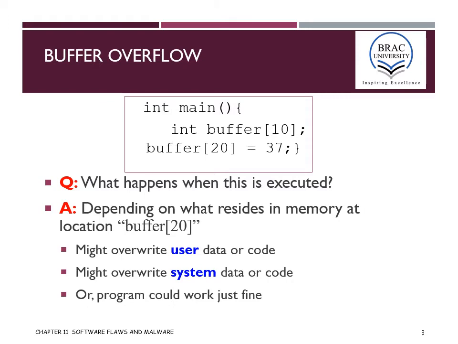So what will happen here? Depending on what will happen if I execute this code. Maybe in buffer[20] there might be some other values, so that may be overwritten, or there might be some system data that could be overwritten. Or the program could just work fine.